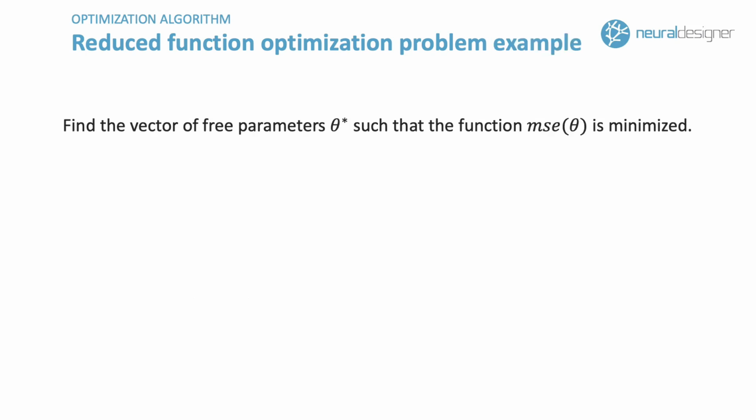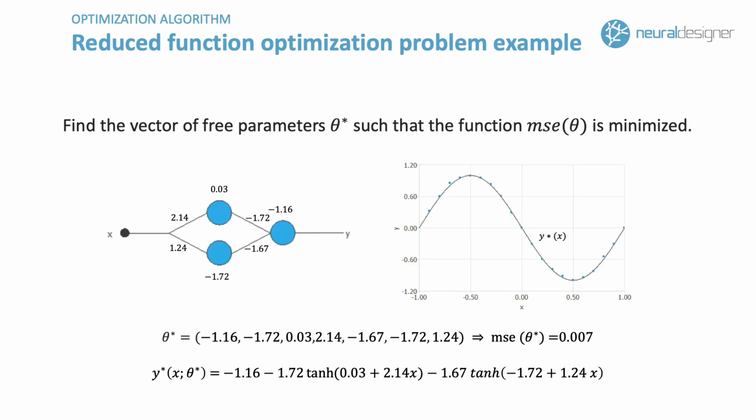Let's continue the example from before. We have the same set of points and we are looking for a function that will fit them. We have reduced the problem to function optimization. It is solved by finding the vector theta* that will minimize the function of the mean squared error. This is done with the optimization algorithm. After finding this vector, theta*, we obtain the function y* that minimizes the functional. This is the solution to the problem.